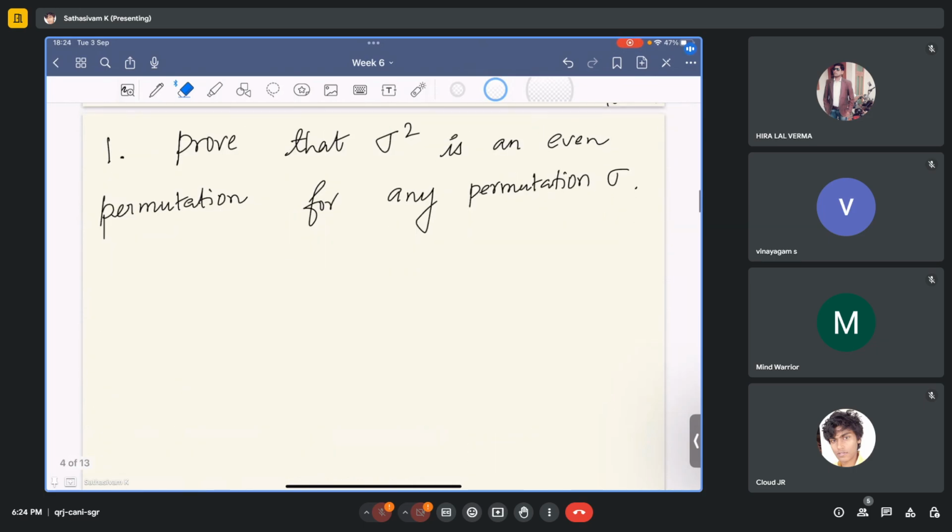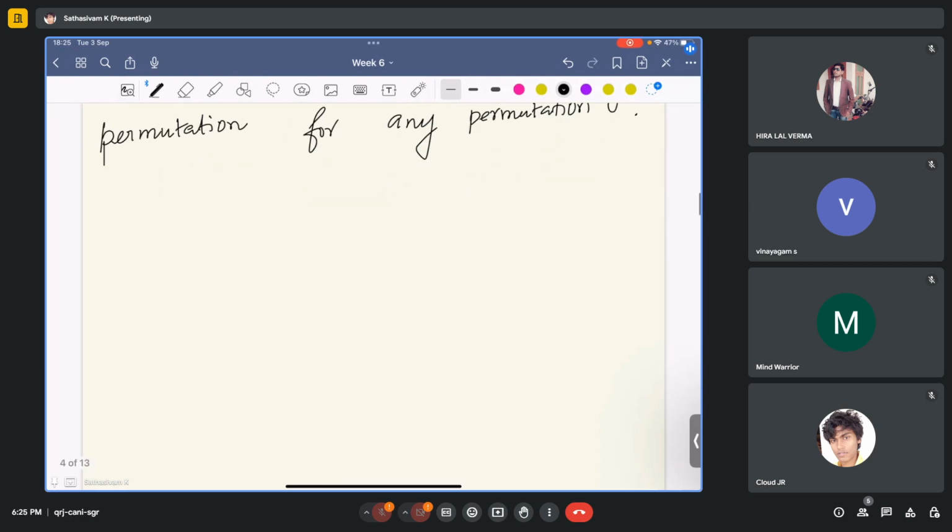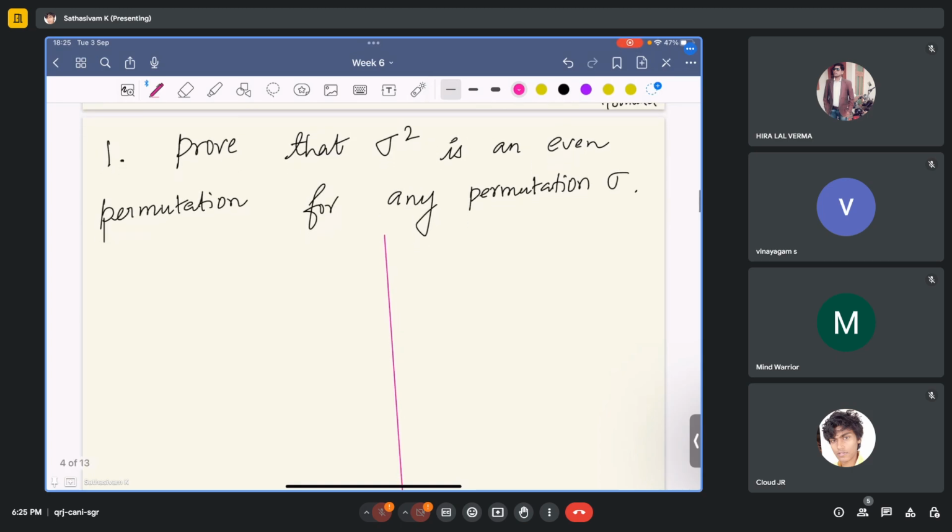Okay, so let's move on to question 1. This question says the following: prove that sigma square is an even permutation. So let's prove it. I will do it with two methods, so you can see how these methods are used. So the method one.